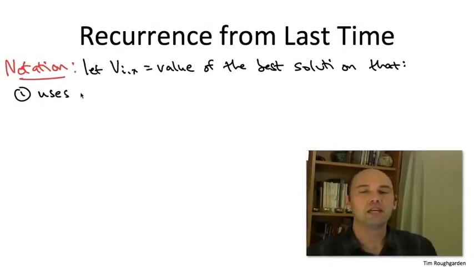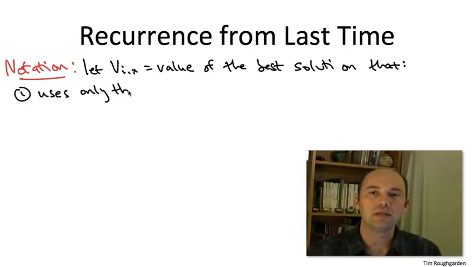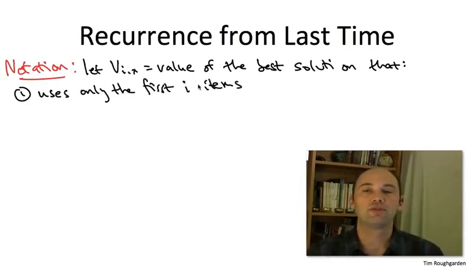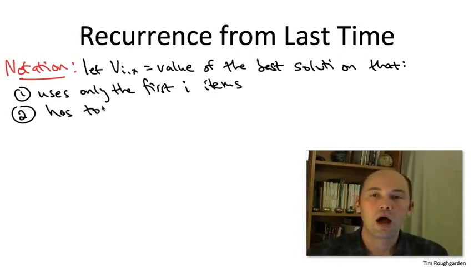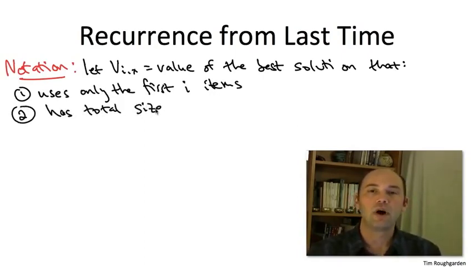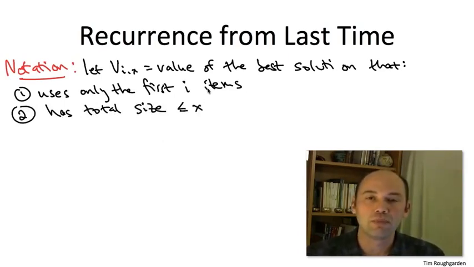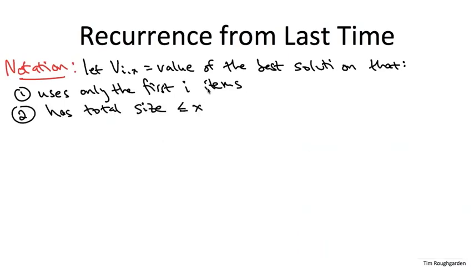By capital V sub i, x, what I mean is the maximum value you can get of a solution that satisfies two constraints. First of all, it should make use only of the first i items. Second of all, the total size of the items that you pick should be at most x.